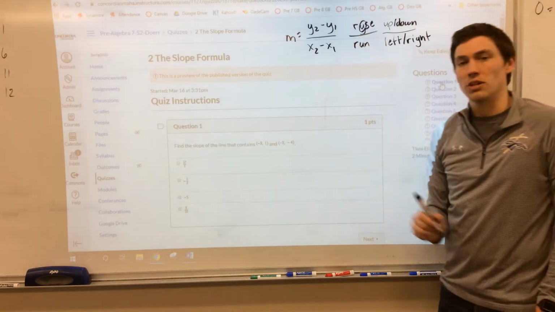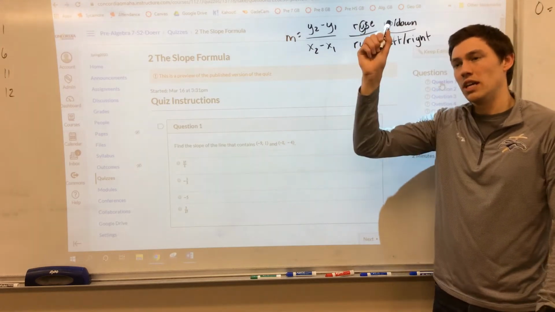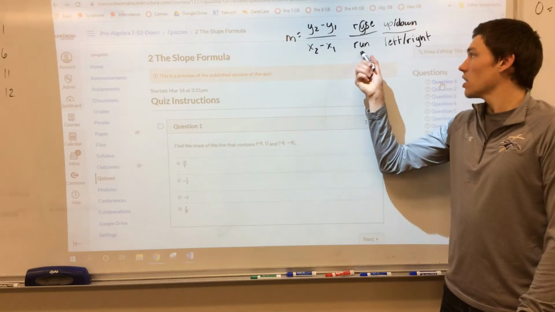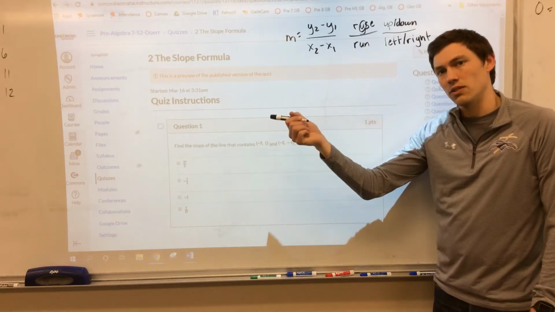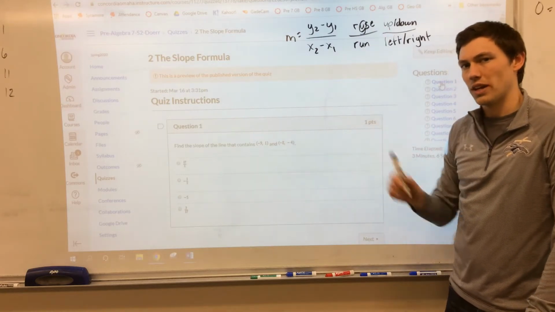The top tells us how much up or down to go. If it's positive, go up. If it's negative on the top, go down. On the bottom, run. If it's negative, go left. If it's positive, go right.